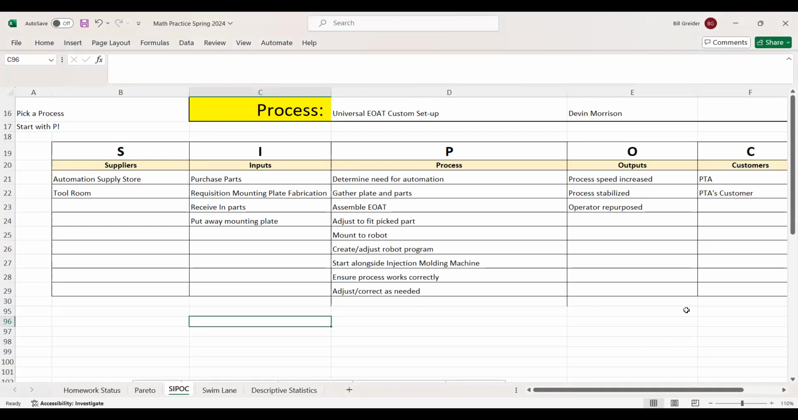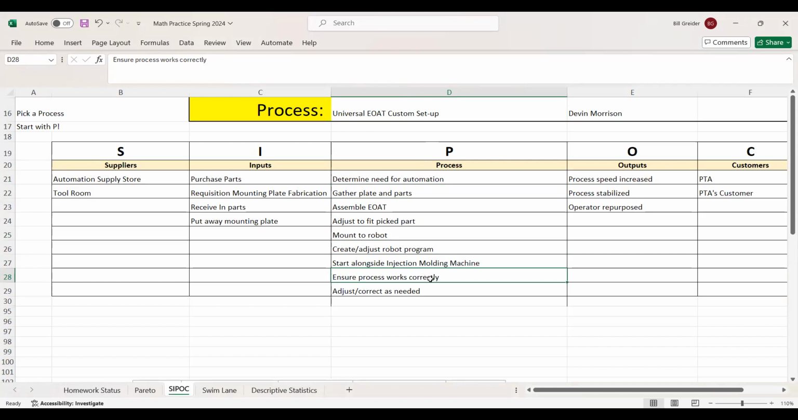So again, this is a great application of SIPOC. Determine the need for this, it's about universal. What's EOAT? It's end of arm tooling, so it's like the robots. Yep, the robots. So universal end of arm tooling robot custom setup. So do we need automation? Let's determine that first. Gather plate and parts, assemble, adjust the fit, pick part, mount to robot, create and adjust robot program, start alongside injection molding machine, ensure process works, adjust, correct as needed.